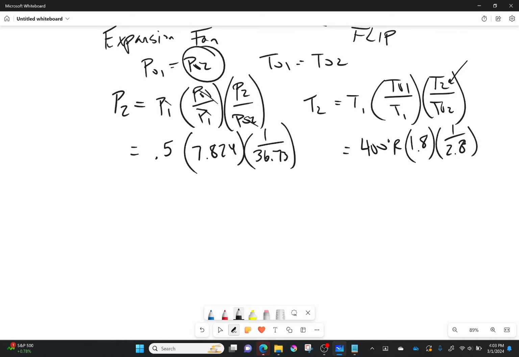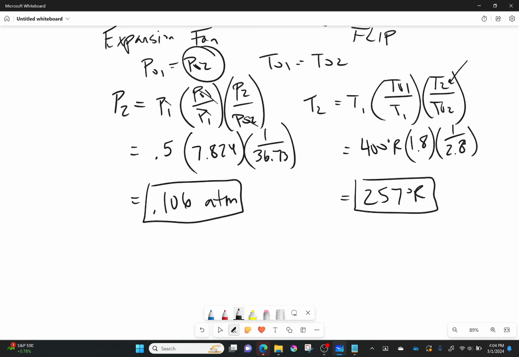Okay, now for the pressure, what I get is 0.106 atmospheres. It went down in pressure, which makes sense because I'm being expanded. It should go down in pressure. And now let's figure out what the temperature would be. And for the temperature, I get 257 degrees Rankine. It got colder because, once again, it's being expanded. That makes sense. We're doing good here.